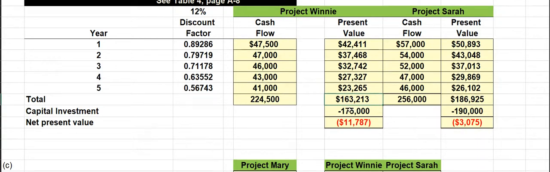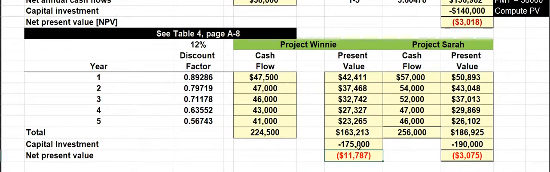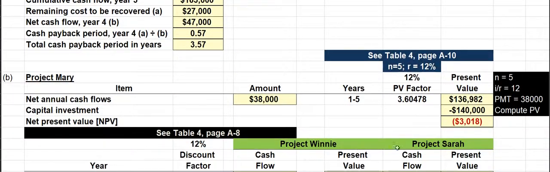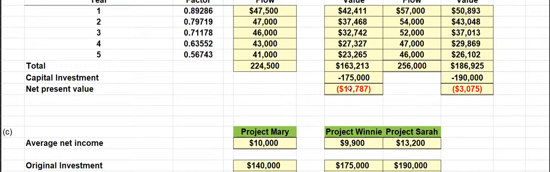And I compare that with the amount that I'm going to be investing today, 175,000, and you see that will come up short by 11,787. In other words, we have a negative net present value. So this project is actually worse than the first one because we had a negative NPV of 3,000 versus a negative NPV of almost 12,000.